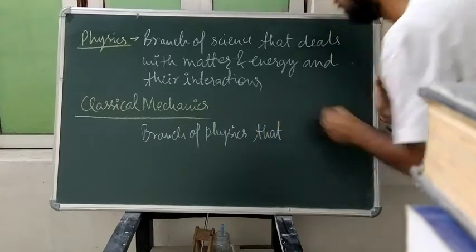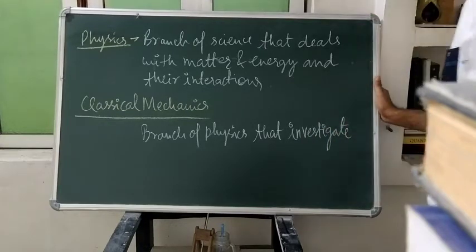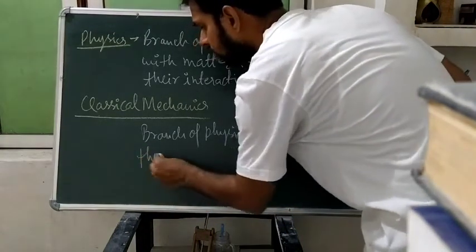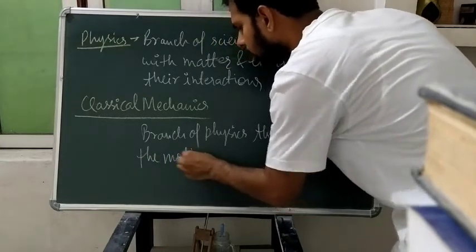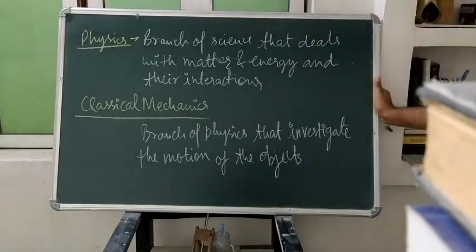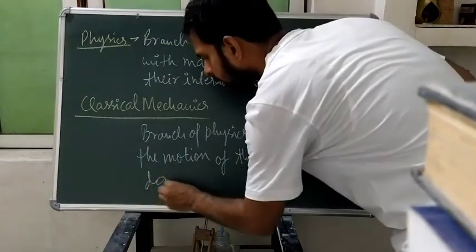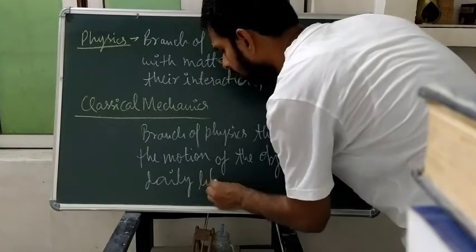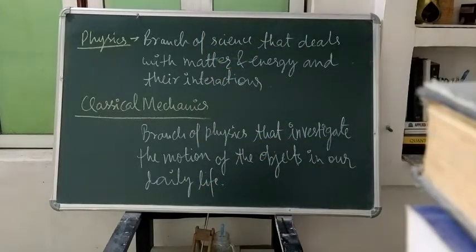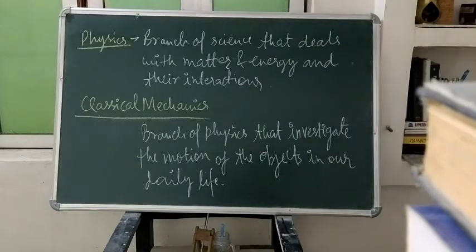It is the branch of physics that investigates the motion of objects in our daily life. So the branch of physics investigating the motion of objects is called classical mechanics. And what is physics? I have written there. You can take screenshots of it. I am rubbing it.